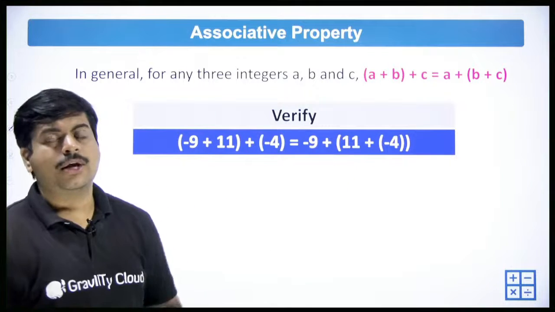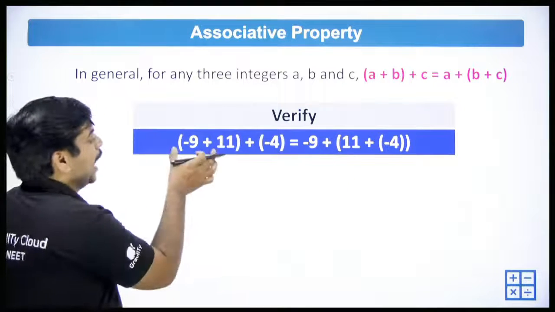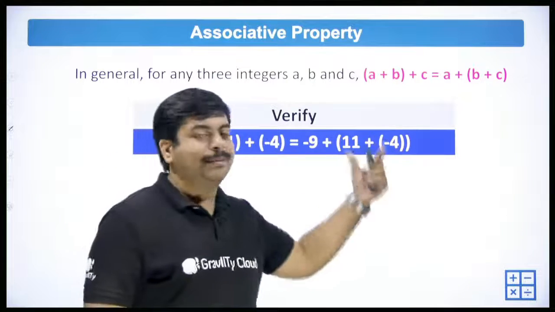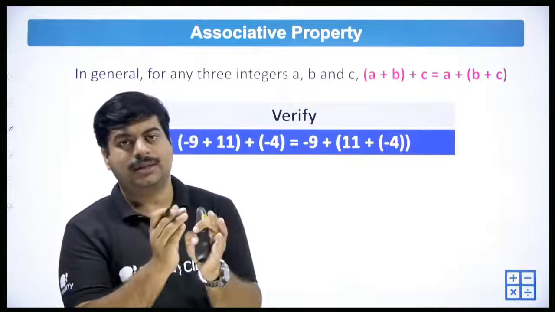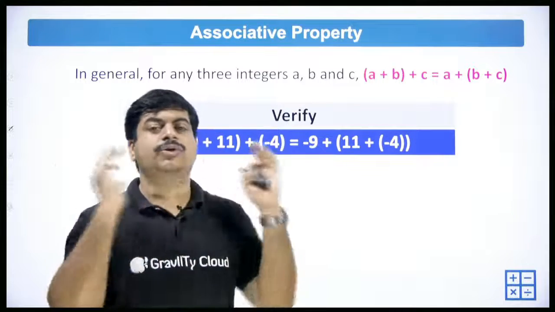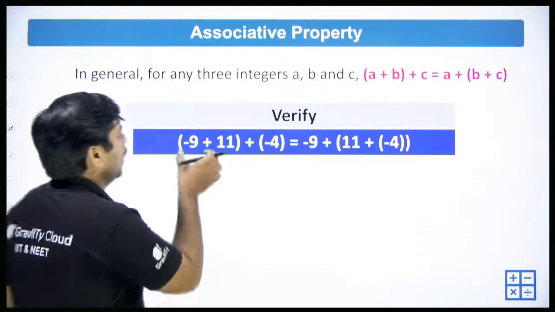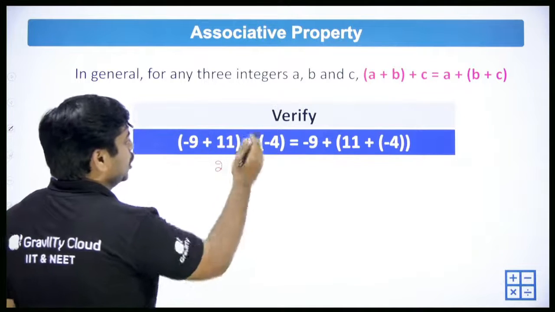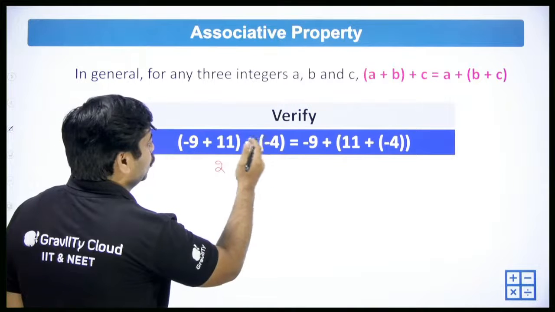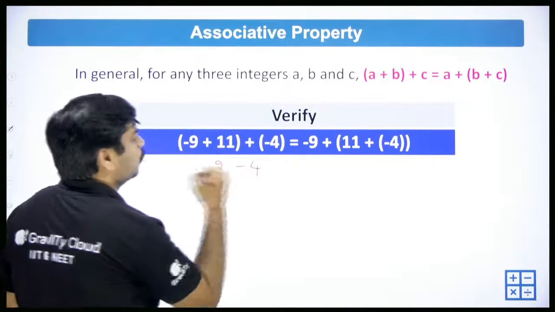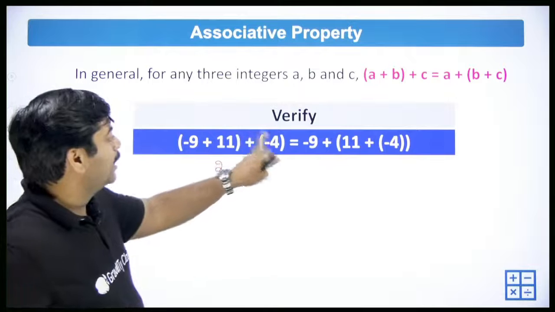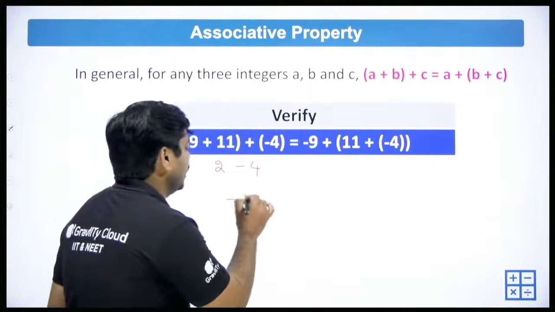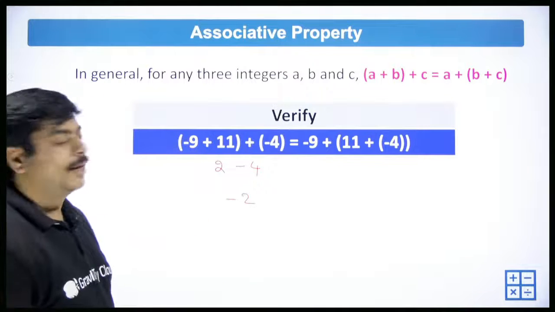In the first case, we first add 11 plus minus 4. Whenever you have brackets, that means they should be calculated first. That's a group, and only after that you go outside. So minus 9 plus 11: 11 minus 9 is 2. Then 2 plus minus 4 is nothing but 2 minus 4. A positive and a negative will give you a negative, so 2 minus 4 is minus 2.